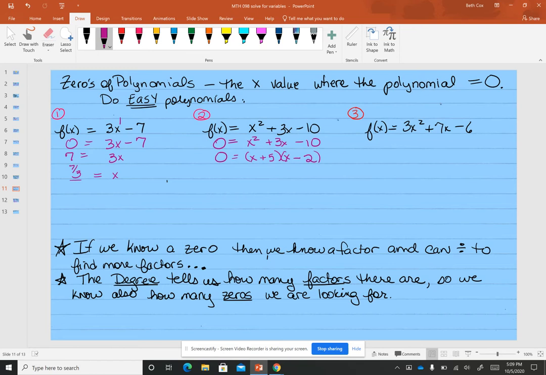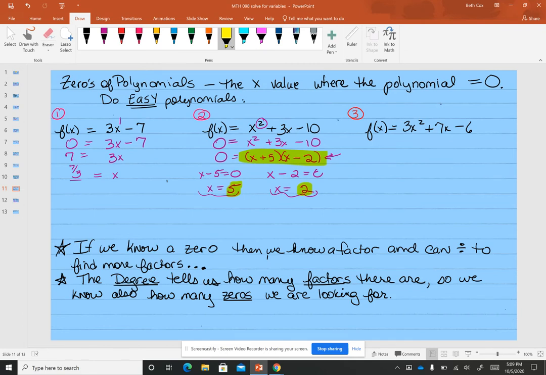And these each produce a 0. So we have x minus 5 equals 0, and x minus 2 equals 0. So 5 is an answer, and 2 is an answer. Okay, so now this is a second degree polynomial, and notice we have 2 answers, and we have 2 factors. And if you'll look at the factors and look at the answers, there is a connection there.